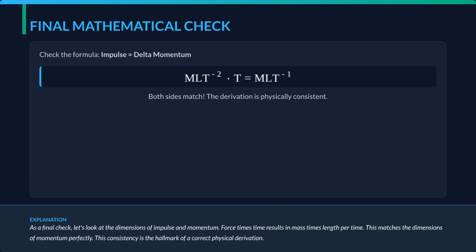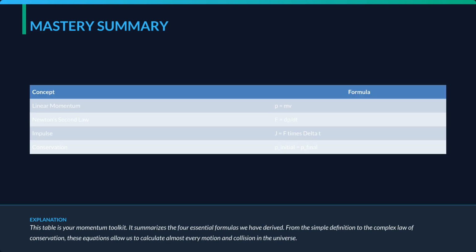Finally, we check the physical consistency of the Impulse-Momentum Theorem using dimensional analysis. We find that the units for impulse, force times time, match the units for momentum, mass times velocity, confirming the physical relationship. This mastery summary table provides a quick reference for the 4 essential formulas we have covered: the definition of momentum, Newton's second law, the Impulse-Momentum Theorem, and the conservation of momentum.